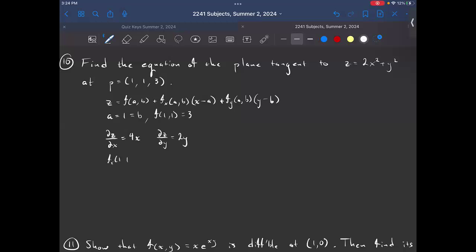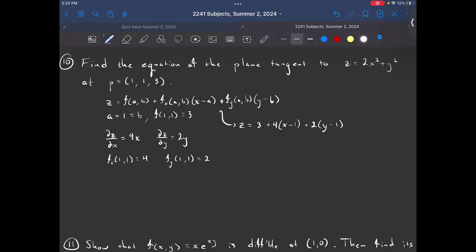So fx of 1, 1, I'm switching derivative notations a lot here so that we get used to it, is 4. Fy of 1, 1 is 2. All right, and that is enough to write down the equation of our tangent plane. z equals 3 plus 4 times x minus 1 plus 2 times y minus 1.